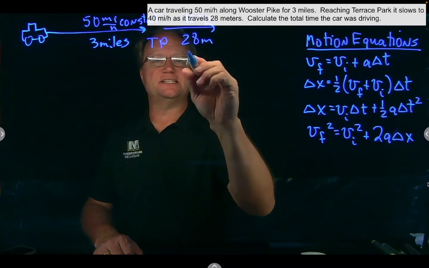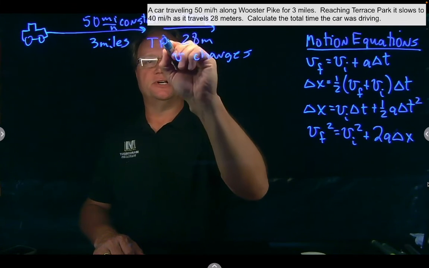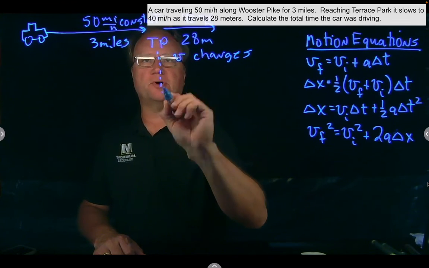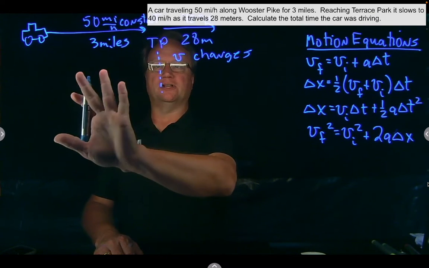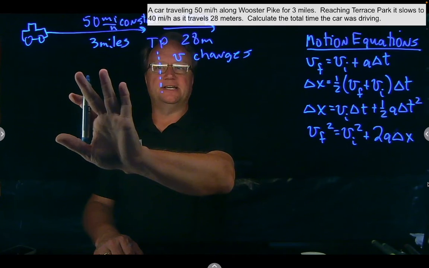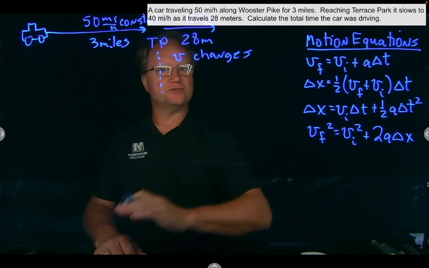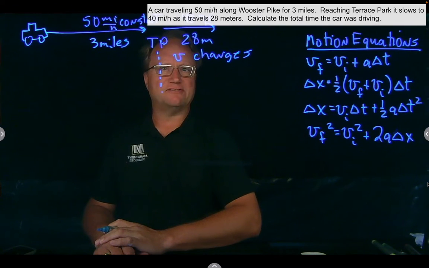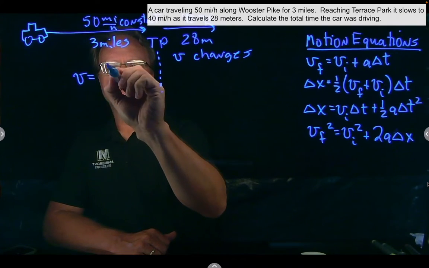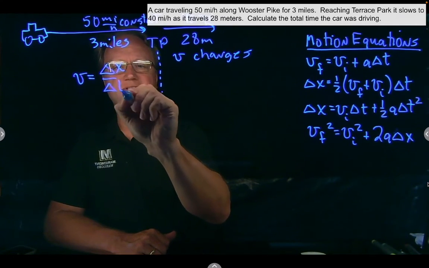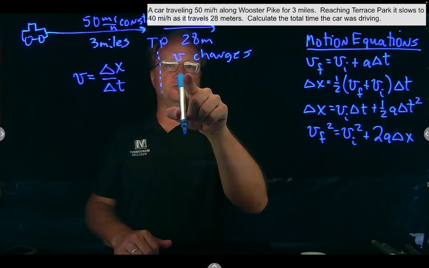So that means in this interval, v changes, but in our first interval, before we got to Terrace Park, the velocity was constant. Well, when your velocity is constant, then you don't have initial and final values, and the motion equations aren't very useful to use. Instead, your average equations apply. So then we can use v equals delta x over delta t.